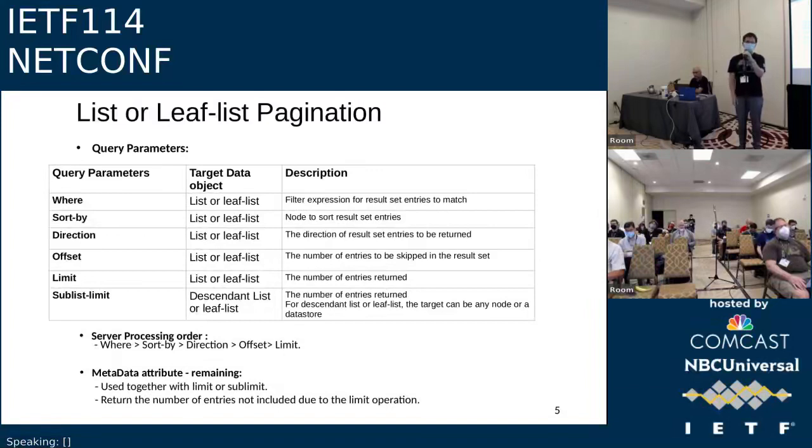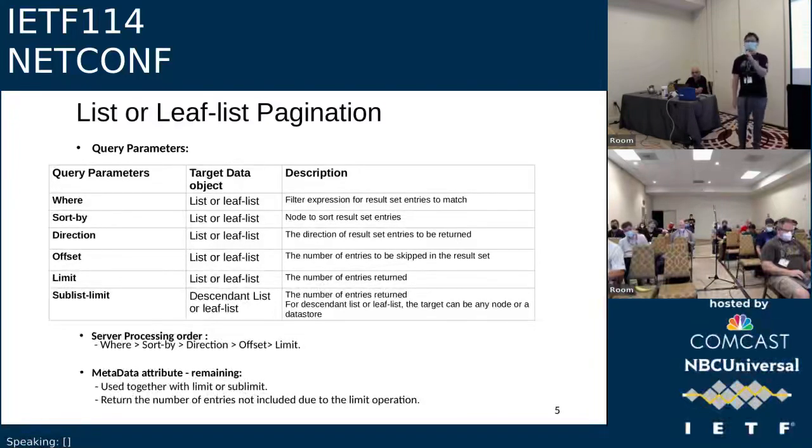In addition, we introduce sublist limit. This parameter is different from the limit parameter. It only applies to child list or child leaf list, so it can help you limit the number of entries returned in a child list or leaf list. We also provide a server processing order. First, you process where, and then you process sort by, direction, offset, and limit.